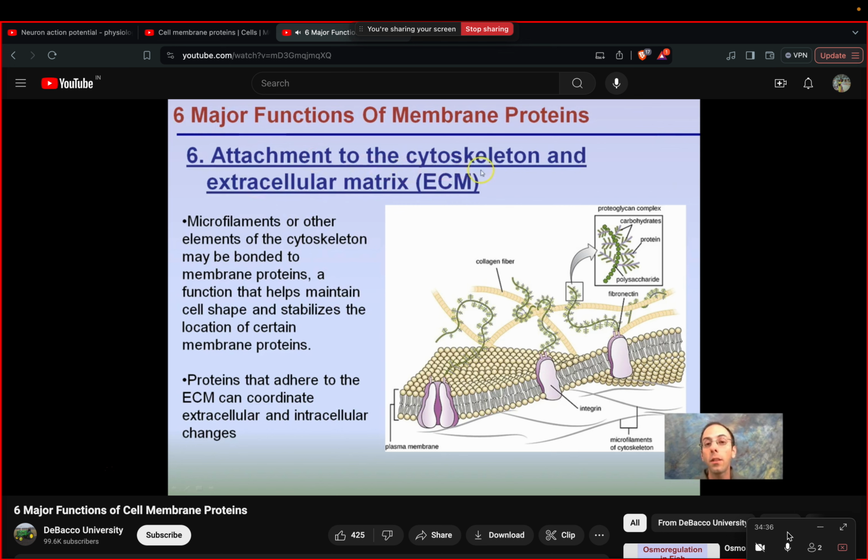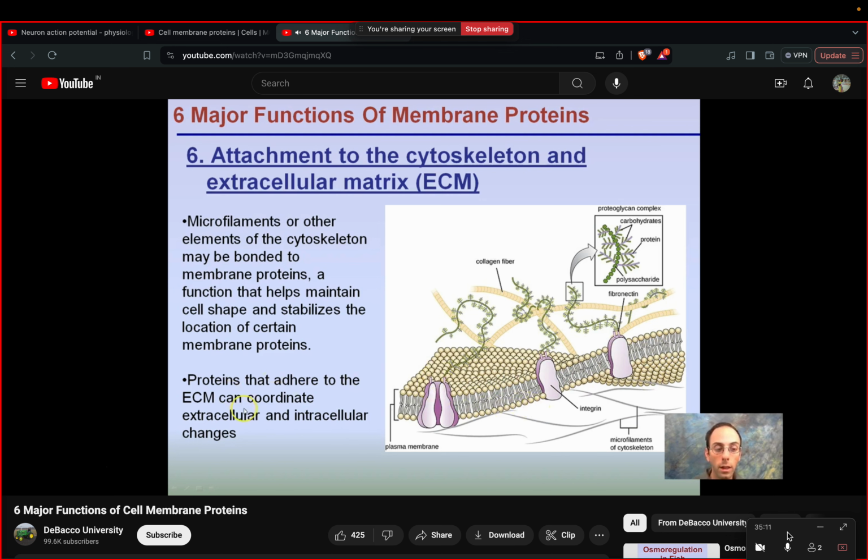Six, attachment of the cytoskeleton and extracellular matrix, which is abbreviated ECM on some occasions. Microfilaments and other elements of the cytoskeleton may be bonded to membrane proteins. So we have our microfilaments here of the cytoskeleton. Here are our proteins binding and holding everything together. This function helps maintain cell shape and stabilize the location of certain membrane proteins. Sometimes we want our proteins to be able to move through the fluid mosaic. Other times we want them fixed in place, and this can help maintain them in specific locations.